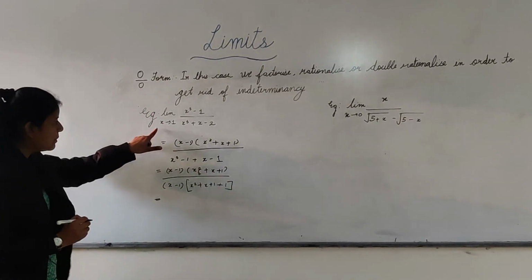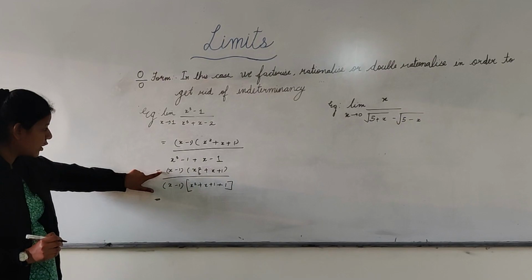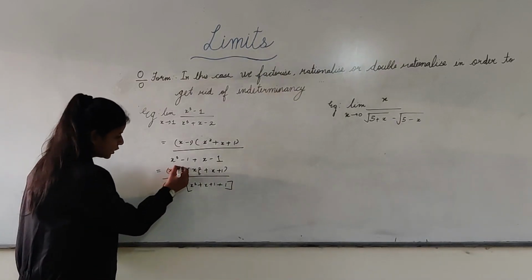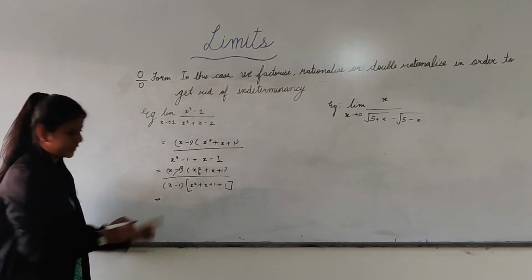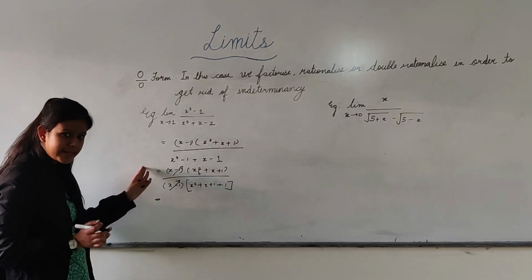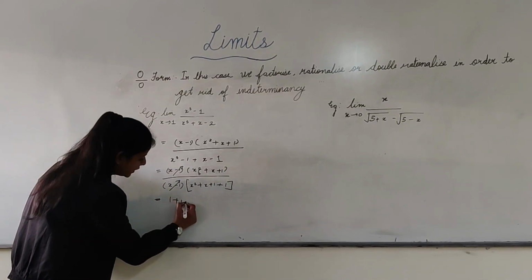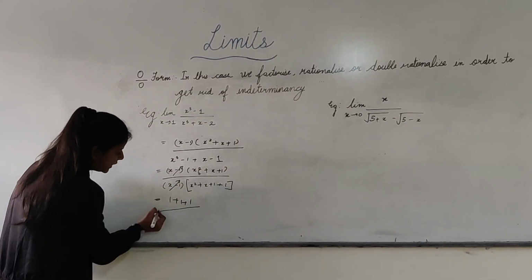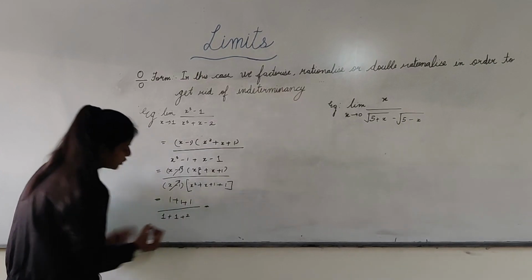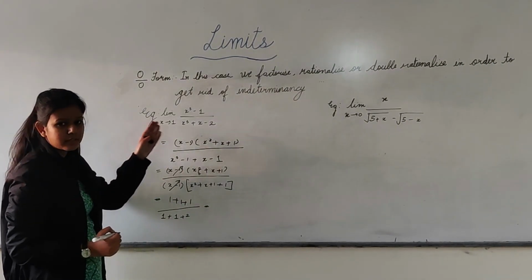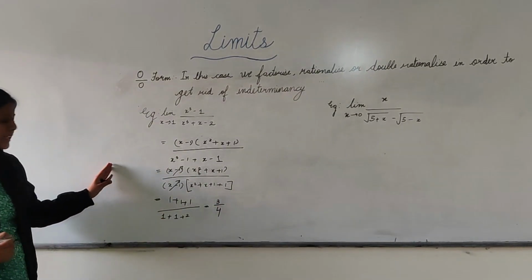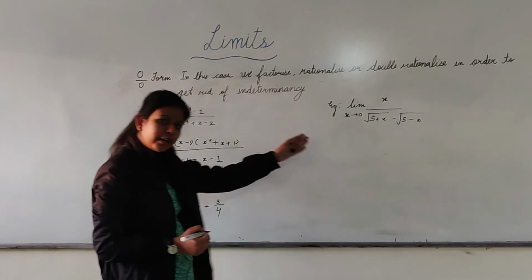Now, as limit x tending to 1, x minus 1 is not equal to 0. It is tending to 0. We can cancel non-zero terms here. So, by cancelling the non-zero terms, as now we can directly substitute the value of x, we get 1 plus 1 here, and in the denominator we get 1 plus 2. So, the value of the function as x approaches 1 is 3 by 4. In this case, we factorize. Now, let's check one more example.